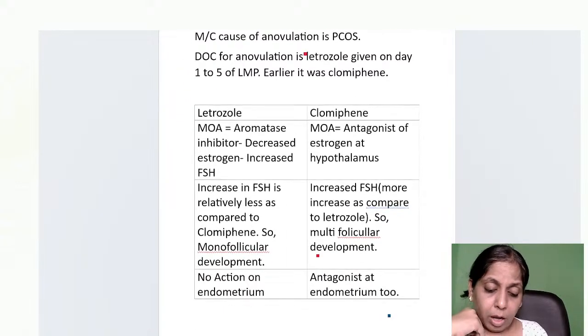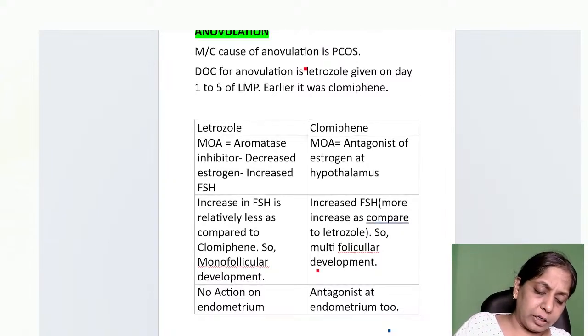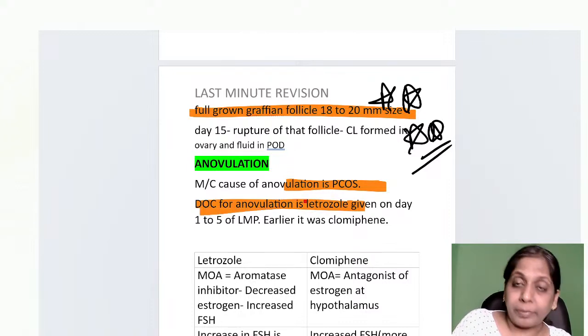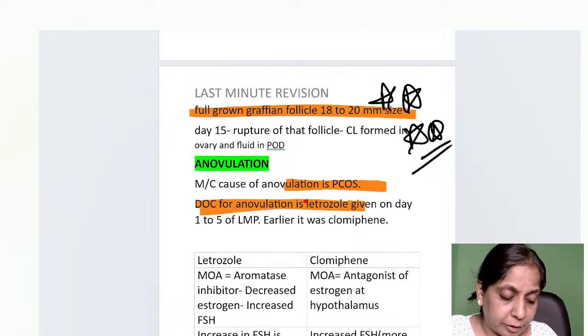Anovulation: the most common cause of anovulation is PCOS. The drug of choice for ovulation induction in PCOS is letrozole.